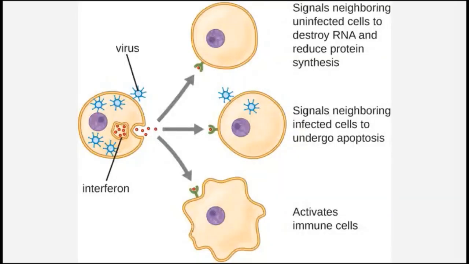So in this image, you can see a viral infected cell releases those cytokines, and it tells the neighboring cells to stop synthesizing mRNA, RNA, protein synthesis, or even tell them to undergo apoptosis, or cell death. So therefore, when that infected cell tries to spread itself, it cannot spread itself efficiently.